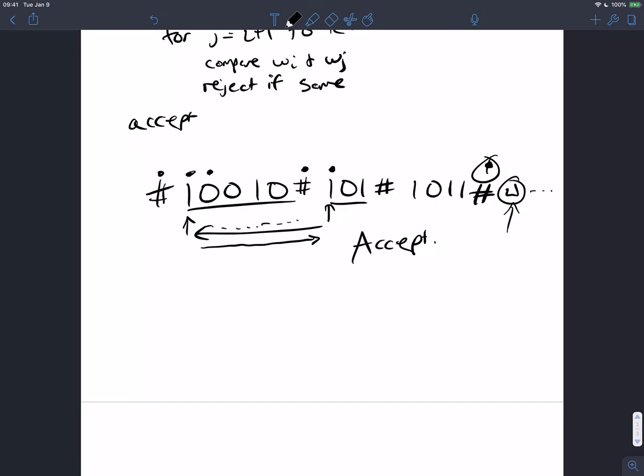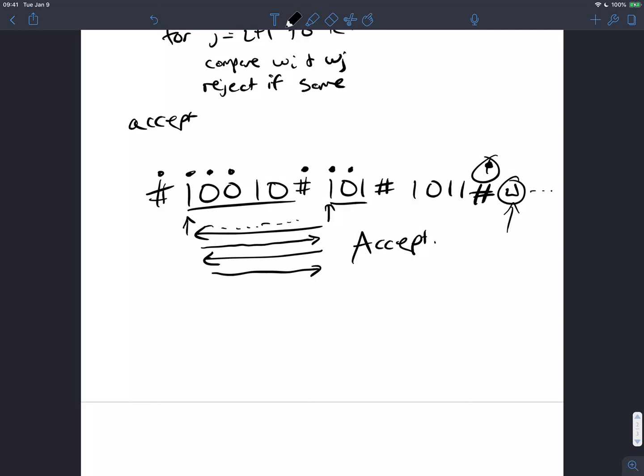Is it a 0 here? Yes. And so I dot it, so that's good. Then I zoom back. I look at the first undotted symbol here, which is a 0. Then I zoom going right, looking for the first undotted symbol, which is a 1. Is that the same as a 0? I hope not. And so are these two strings the same?